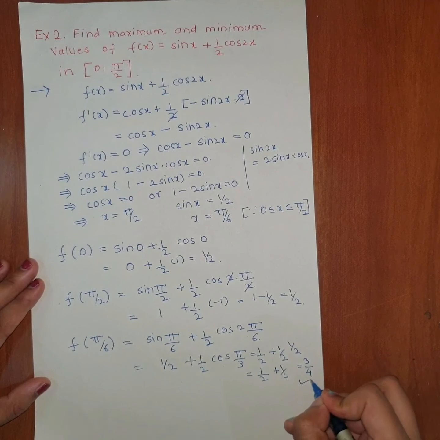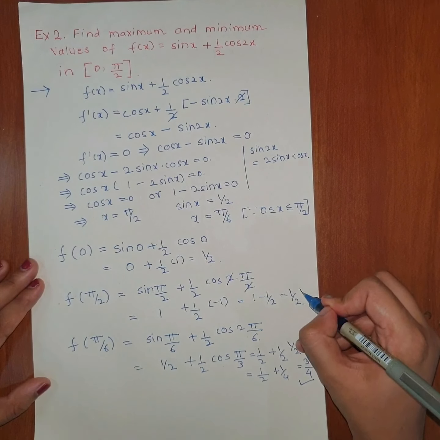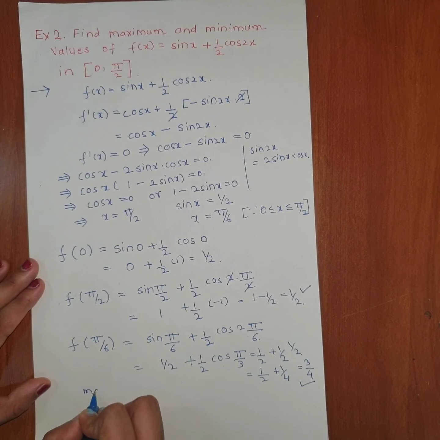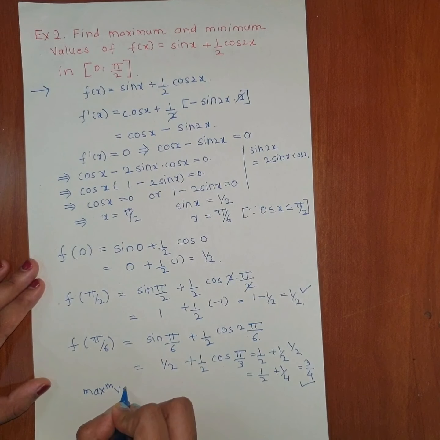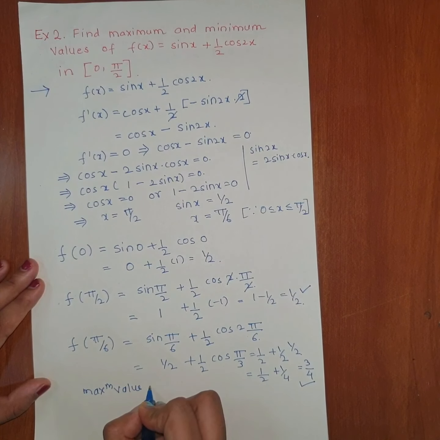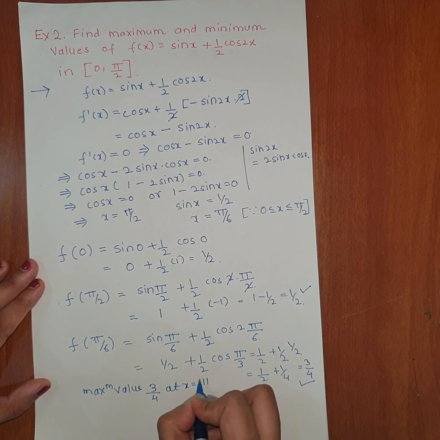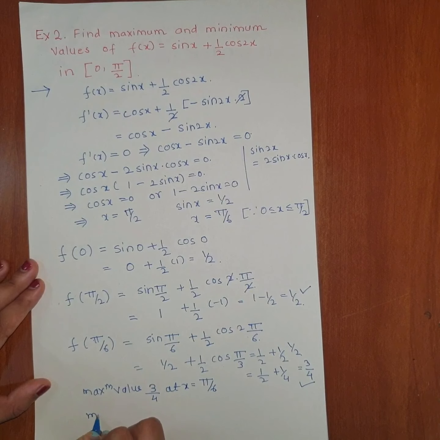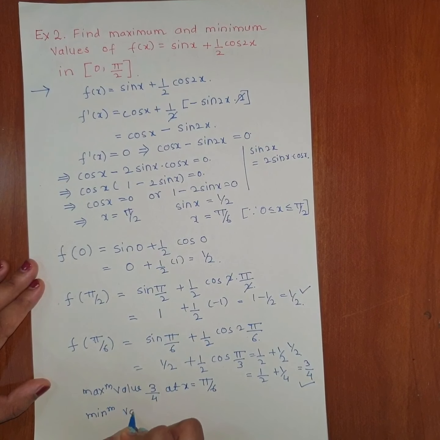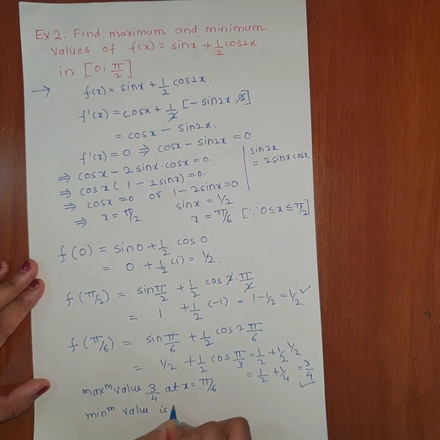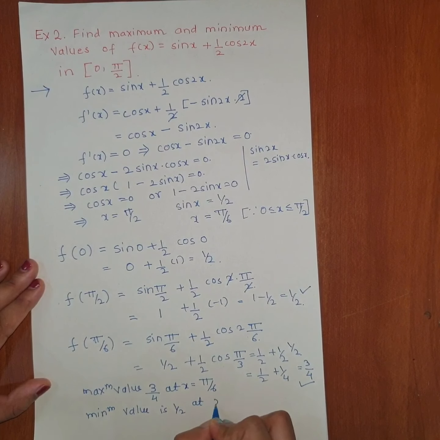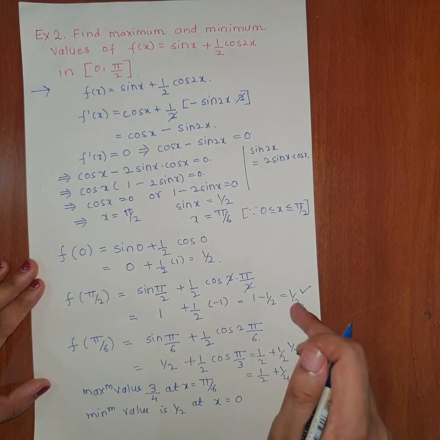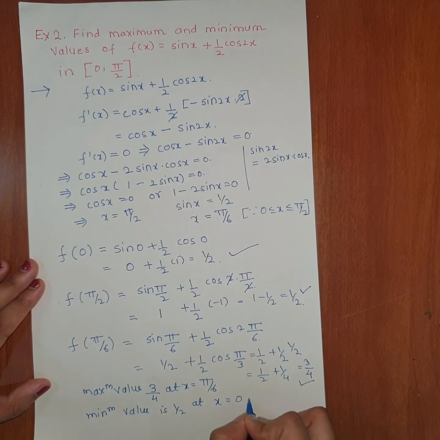Here the maximum value is 3 by 4 and the minimum value is 1 by 2. So the maximum value of the function is 3 by 4 at x equal to pi by 6, and the absolute minimum value is 1 by 2 at x equal to 0 and x equal to pi by 2.